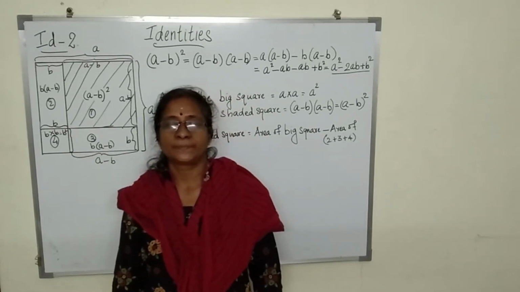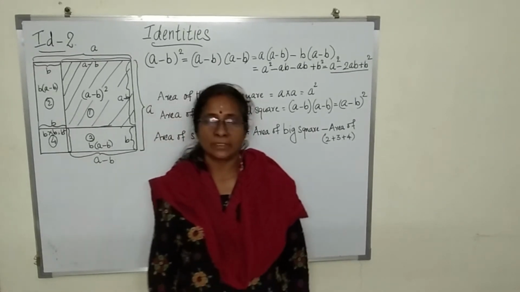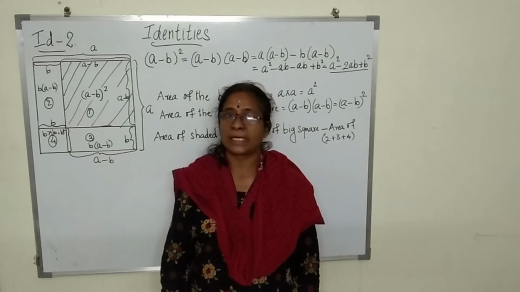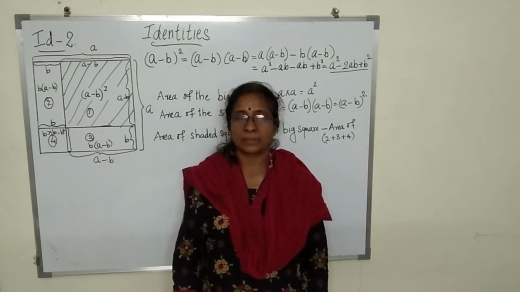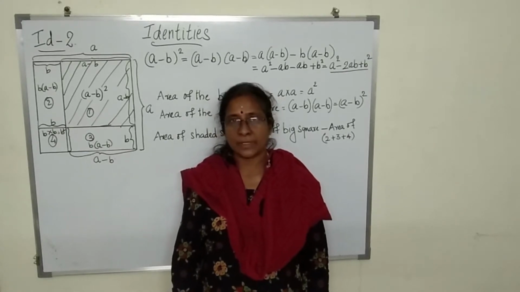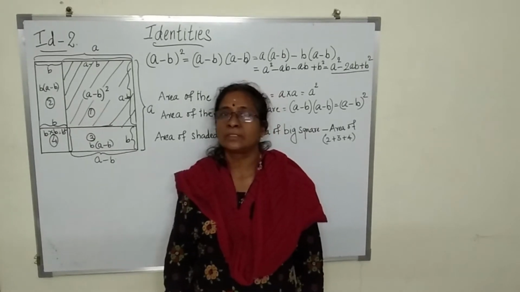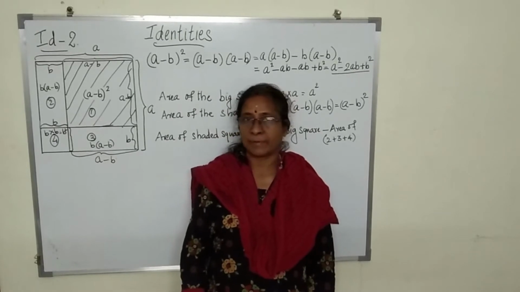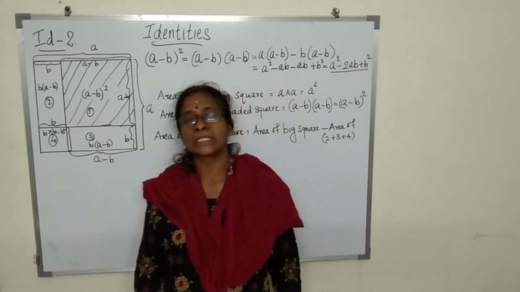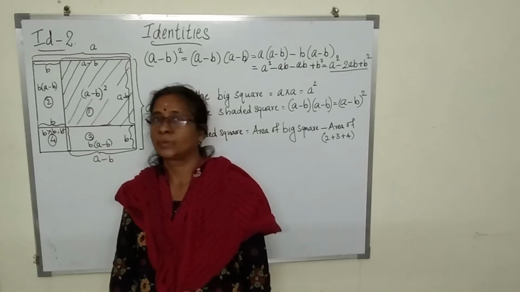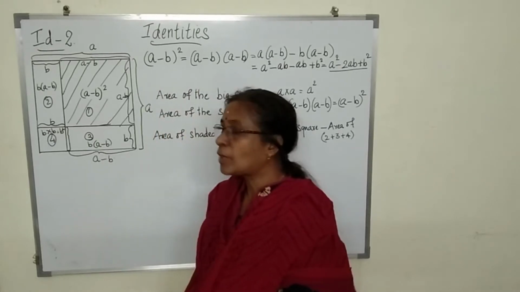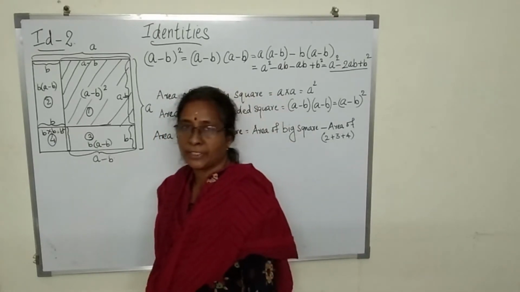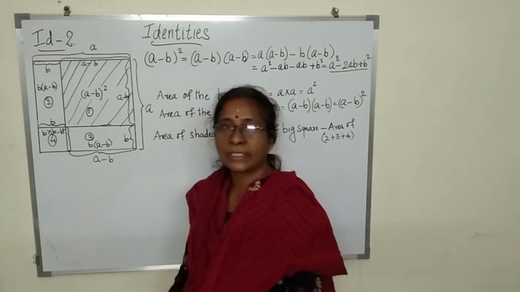Dear students, in the previous class we learnt identity number 1, that is (a plus b) whole square, and its geometric representation. Also we learnt a few sums using identity number 1. Today we will discuss identity number 2. What is identity number 2? You have already learned all these three identities in class 7, so let us just revise.